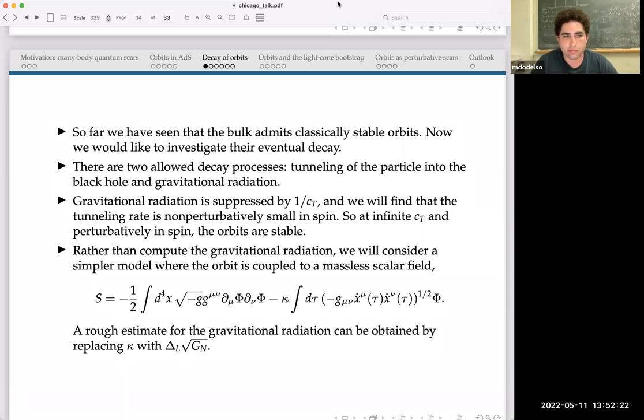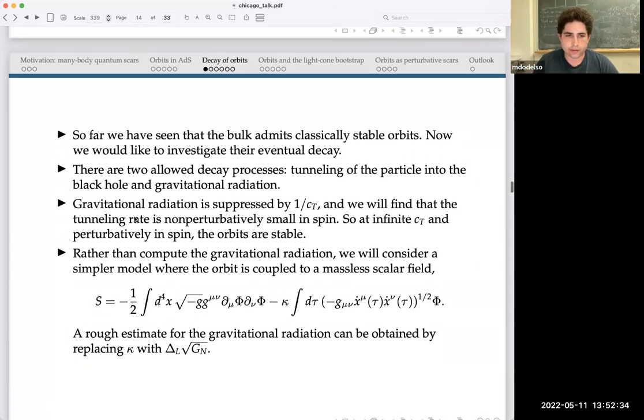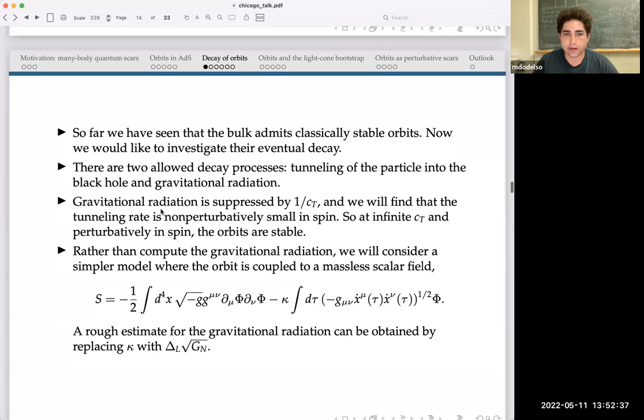That's something that was computed in asymptotically flat space a long time ago, and we can try to compute it in AdS also. Parametrically, the gravitational radiation is suppressed by 1 over CT or by G Newton. And we will find that the tunneling rate is non-perturbatively suppressed in spin, at large spin. So perturbatively in spin and at infinite CT, these orbits are stable objects.